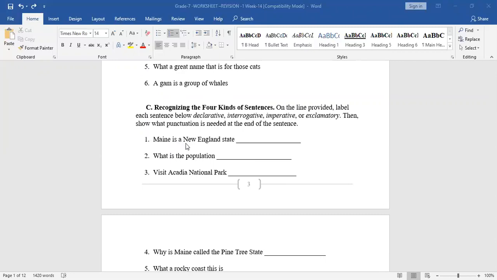Maine is a New England state. So what will come? It is declarative. Yeah, full stop. Good. Full stop. That's good. Okay, Abdullah finished. Who is next?